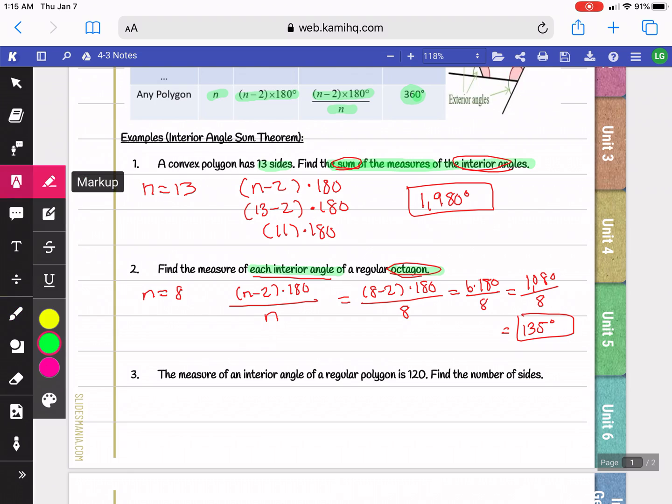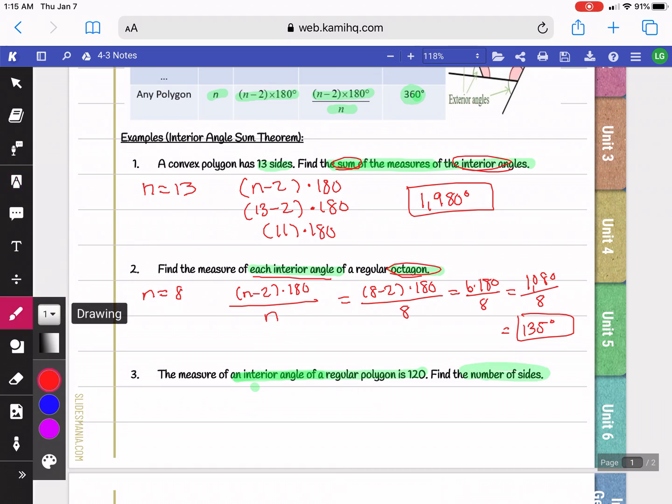Our next problem wants the measure of an interior angle. They're telling us the measure of an interior angle is 120. So they're already giving us the answer. This time they want the number of sides, so we're trying to figure out what n is equal to. They told us that one angle is equal to 120, so we're going to use the same formula from the previous problem.